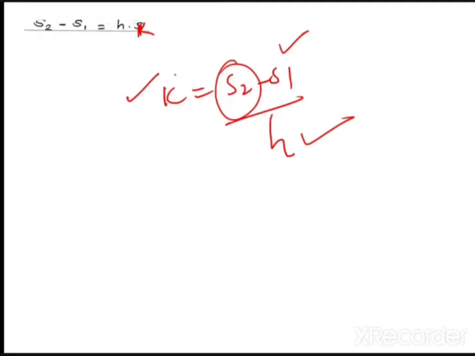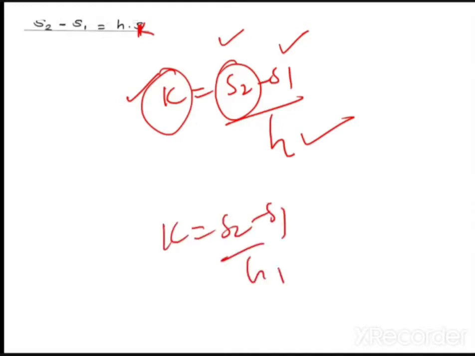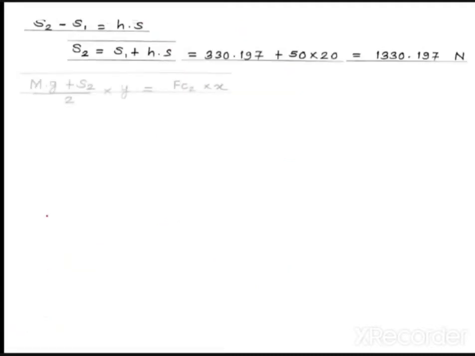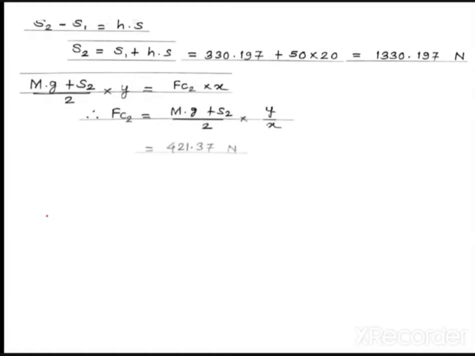Okay, but if the K was unknown, then take a moment and find S2, and then you will get K is equal to S2 minus S1. So you have to remember this. From this, I am getting H2, and then you can take a moment and find out the FC2.